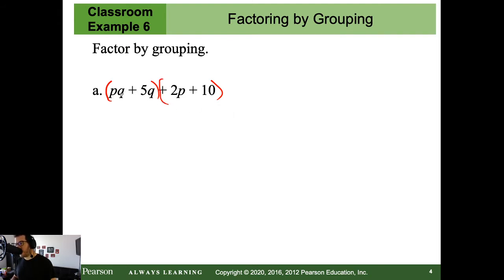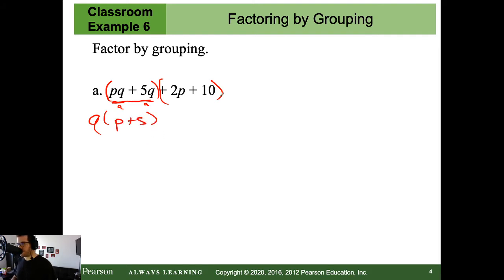Then I look at this first group and I ask myself, what is the greatest common factor? Well, this has a pq and this has a 5q. If I look at numbers, there's a 1 here and a 5 there, so the greatest common factor is 1. If I have a p here, but I don't have a p there, the only thing I really see in common is a q. When I take out that q, I'm dividing this by q and dividing this by q, I'm left with p plus 5.